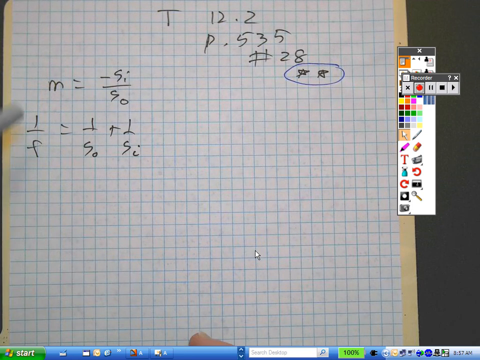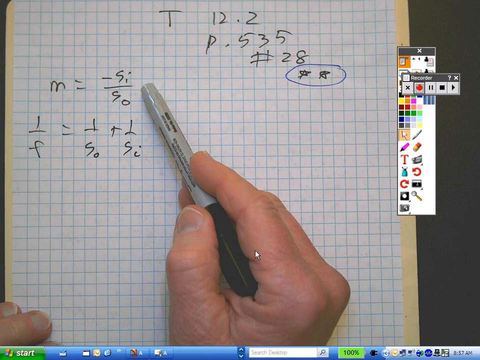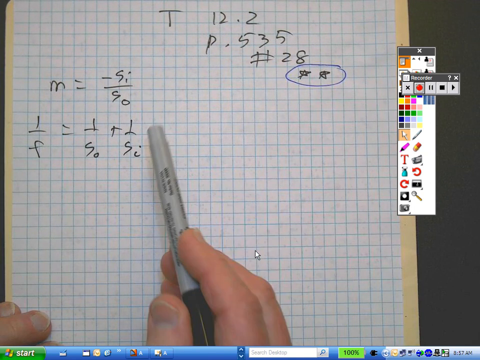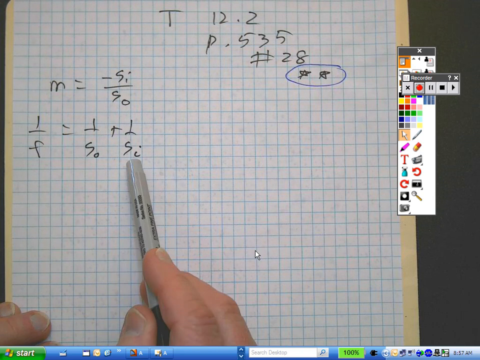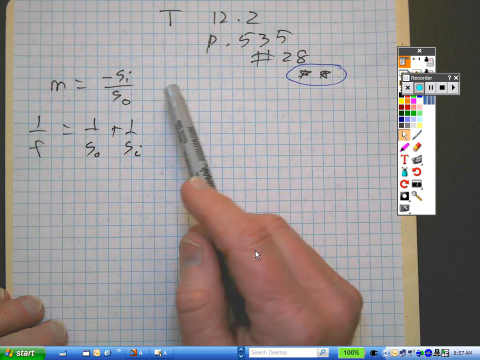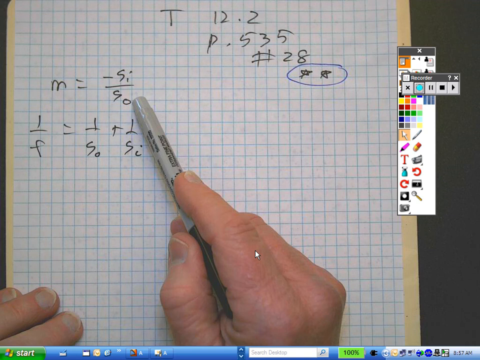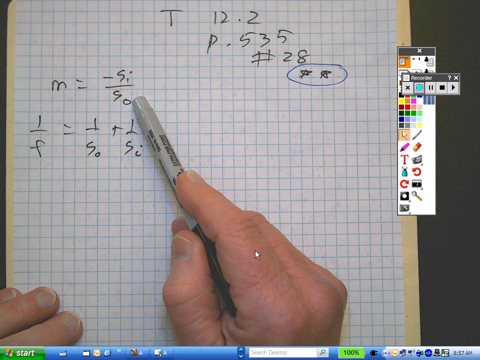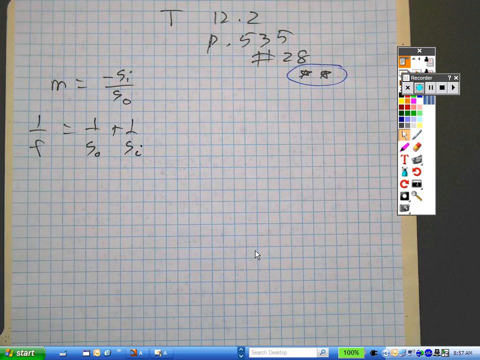First of all, we will involve both of these formulas. The magnification is the opposite of SI over SO, and 1 over the focal length is 1 over SO plus 1 over SI. So remember, the magnification is how much bigger or smaller the image is compared to the object. And SO is the distance from the mirror to the object. SI is the distance from the mirror to the image. And these are very useful formulas.